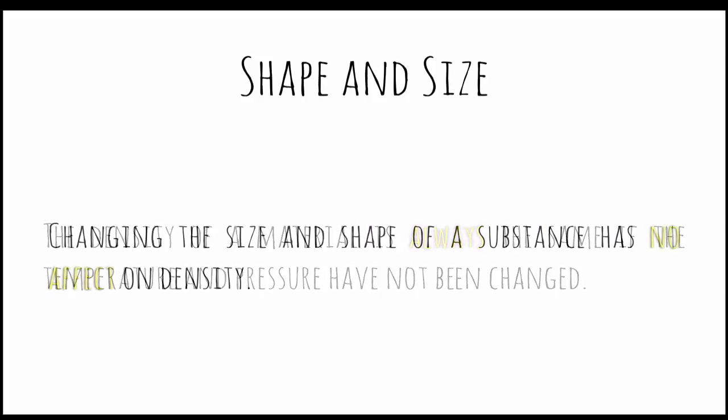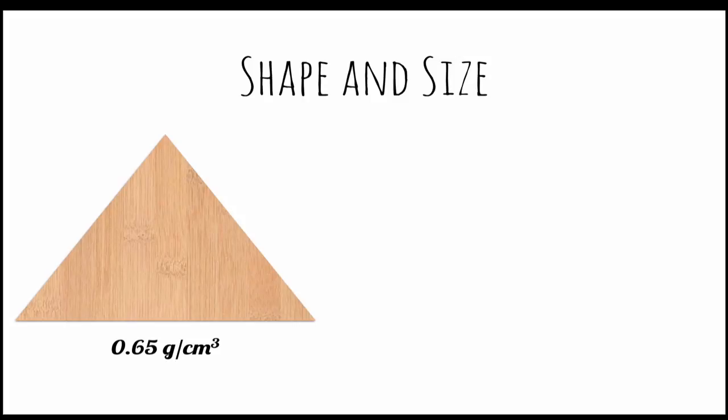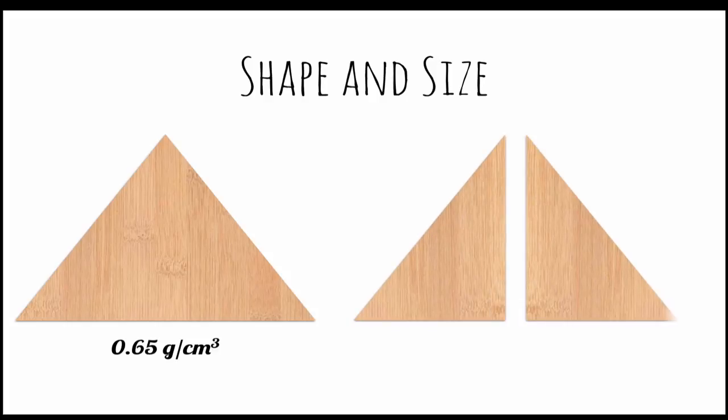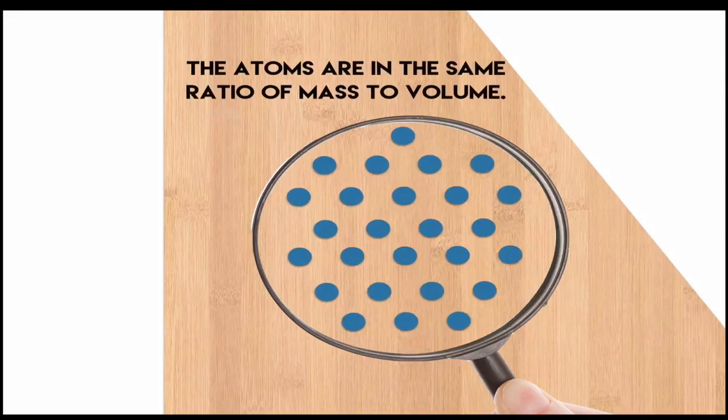To give you another example, let's say I have a wood block like this. It's made of a certain type of wood, and that wood has a density of 0.65 grams per centimeter cubed. I cut that piece of wood in half. Now I have two sides. Both sides are going to have the same density. Most people would think that it would be halved, but it's not. It's because when I really look at the molecules that make up that wood, even though I cut it in half, the ratio of atoms hasn't changed. So the mass to volume ratio is the same, and that's why the density doesn't change.